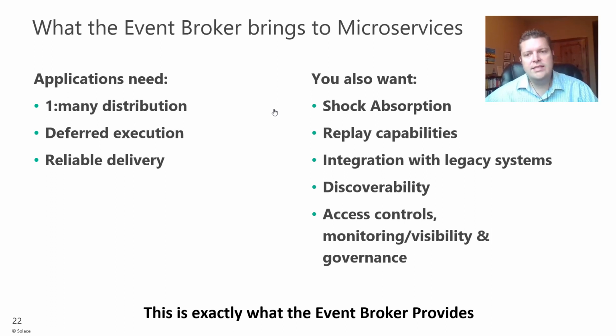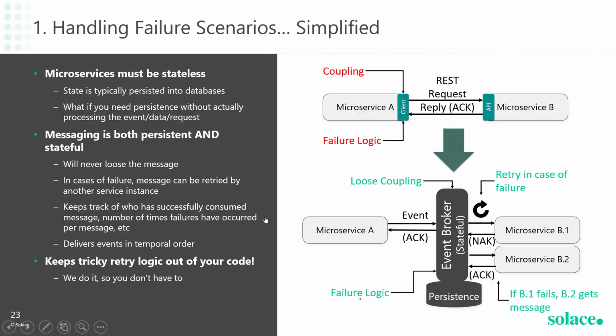You need integration with legacy systems because ultimately legacy systems aren't going away anytime soon. Discoverability is a good thing, even when it comes to event-driven. And you ultimately need to be able to govern this, have access control, be able to monitor, and have visibility into what's going on. That's exactly what an event broker provides. Now we'll walk through, one by one, the problems that we stated in the RESTful request response paradox, and show you how event-driven actually simplifies that.